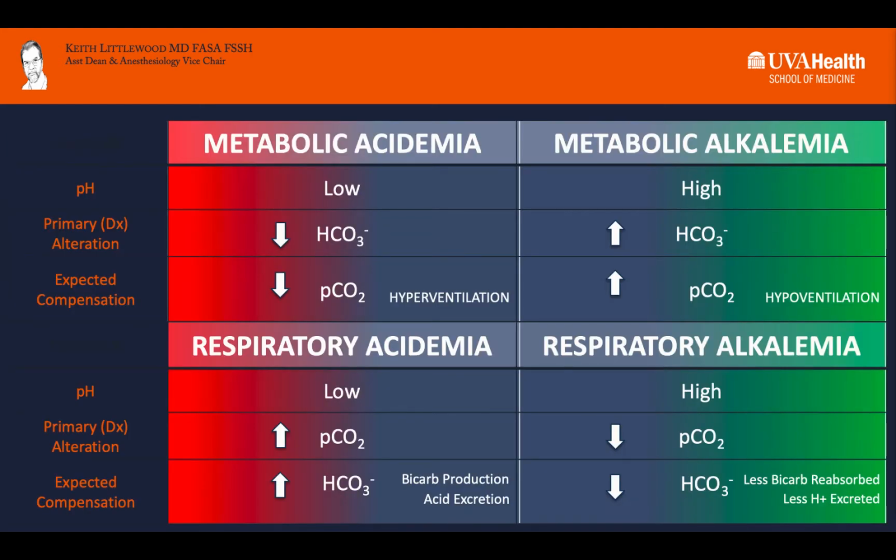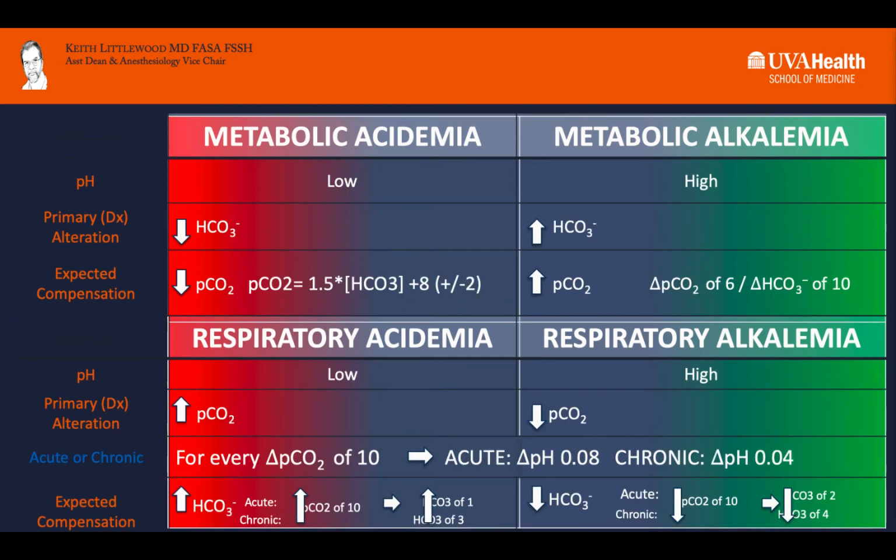Remember last time we used a simpler version of the quadrants, just explaining the primary alteration and expected compensation in each quadrant. This time we're going to go further in terms of determining, if appropriate, the acuteness or chronicity of what's going on, and then thinking about whether or not we have the expected compensation. So I'm going to choose this first case to work through all the way. I'm putting the blood gas up in the upper left corner, similar to what we did previously. And let's start working it.